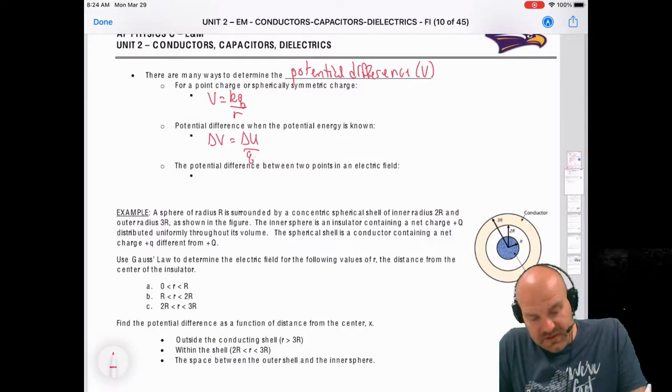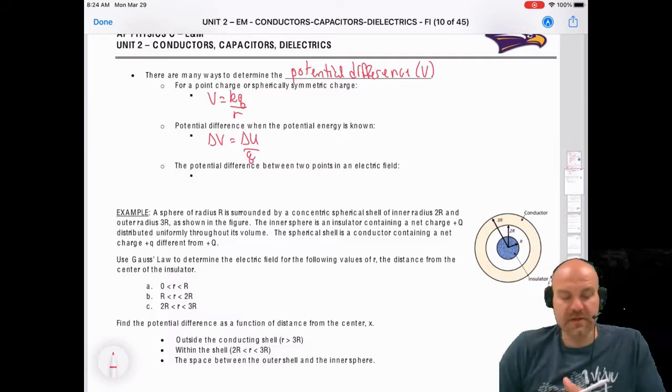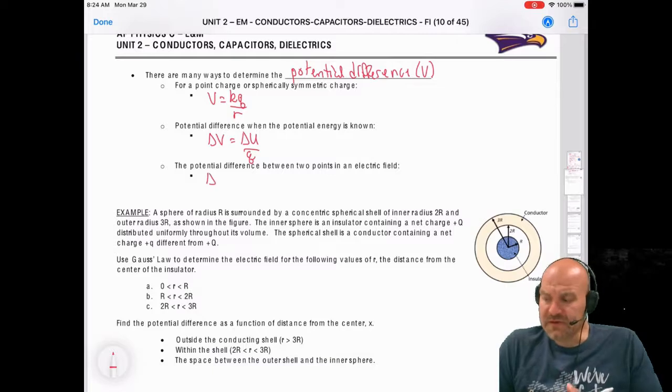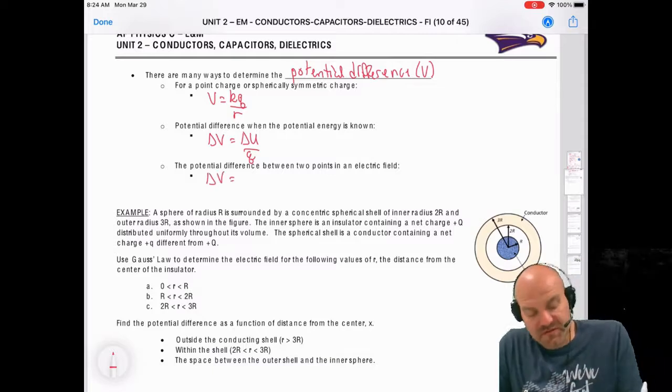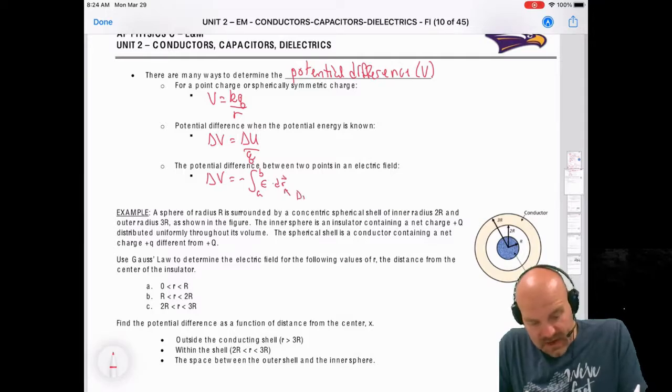Now, potential difference when the potential energy is known. If we know the potential energy, the potential difference is simply the change in potential energy over charge. And then the potential difference between two points in an electric field, this is where we bring in our calculus. It's the negative integral from a to b of E dot dr, where r is the distance from the center.